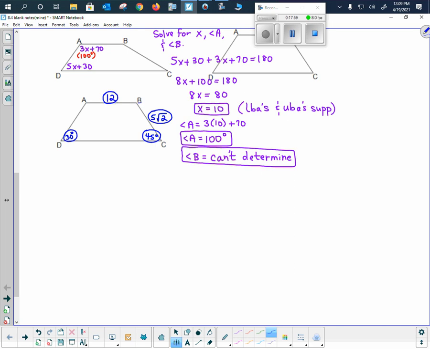And I think that's enough information. What I would like you to do is find the perimeter. What's perimeter mean? Perimeter means distance around the outside, right? So I want you to find the perimeter of trapezoid ABCD. Find the perimeter of trapezoid ABCD.